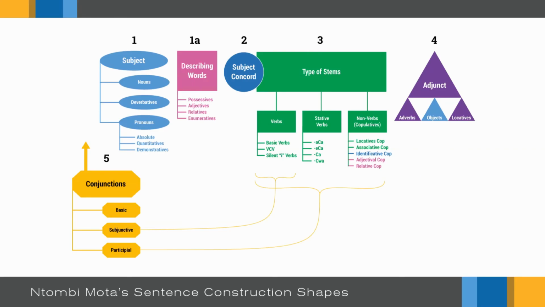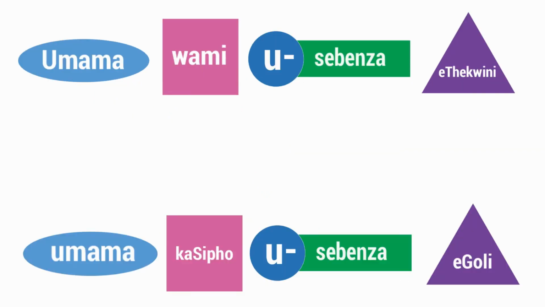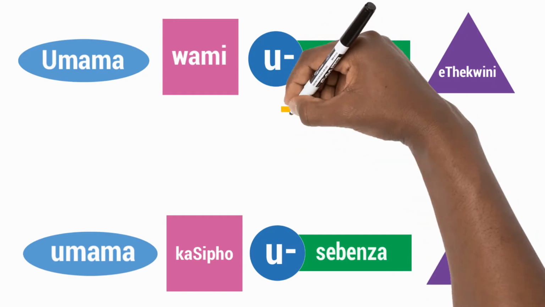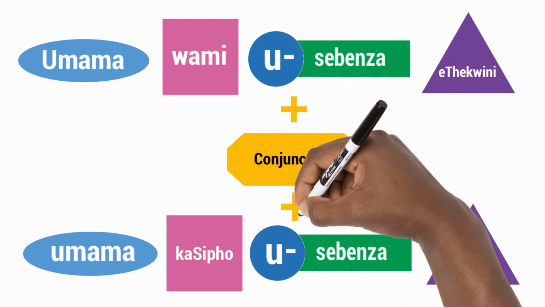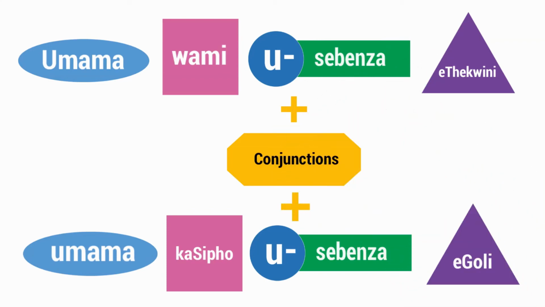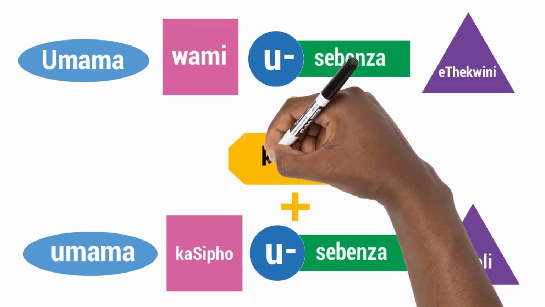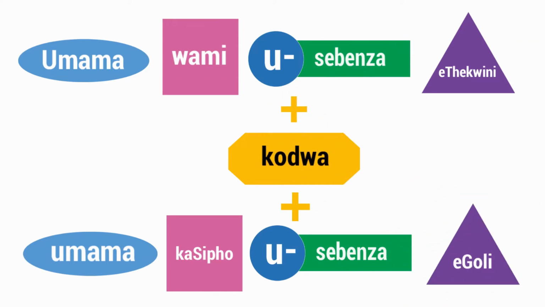Now, here is the framework for constructing a simple sentence in IsiZulu using Ntombi Mota's sentence construction shapes. Let us go back to our initial example of a basic sentence, but this time with the use of a conjunction which will add another sentence. Umama wami usebenza eThekwini, kodwa umama kaSipho usebenza eGoli.